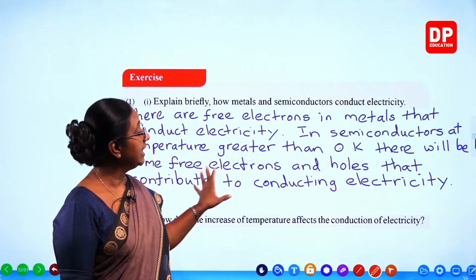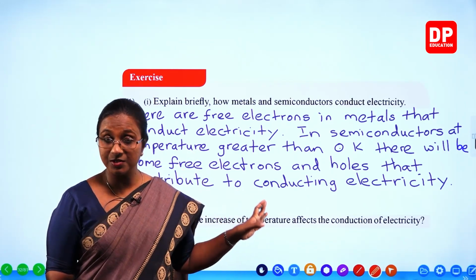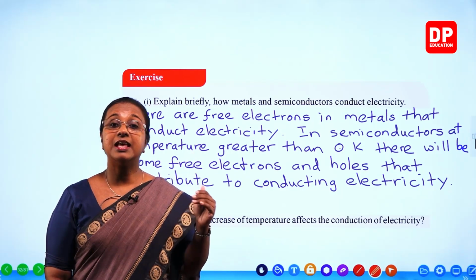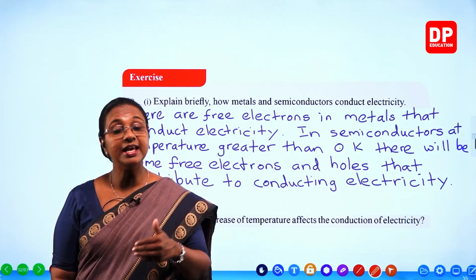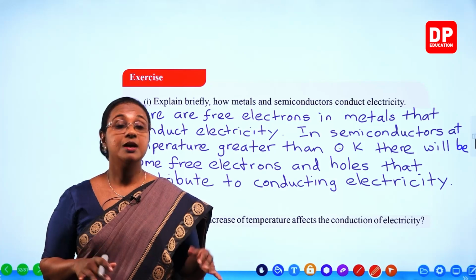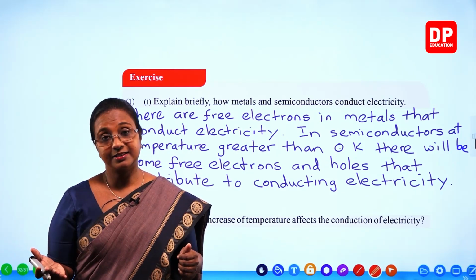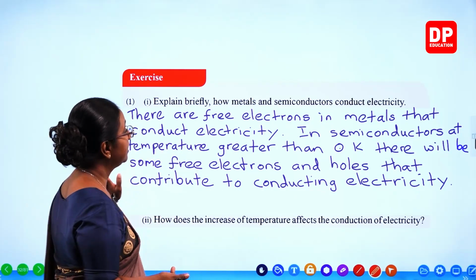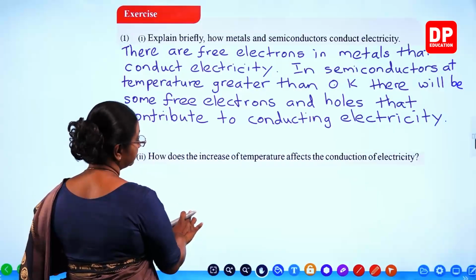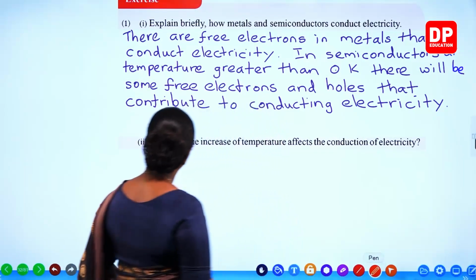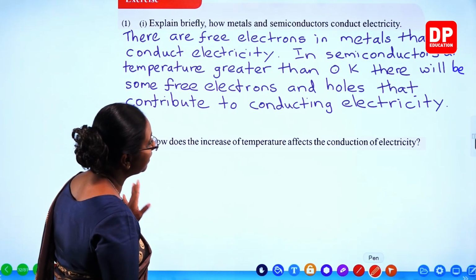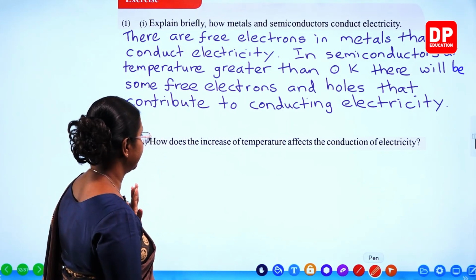This is called an intrinsic semiconductor. In an intrinsic semiconductor, there are an equal number of holes and electrons. Therefore, they are electrically neutral, but still they can conduct electricity. So that is how they conduct electricity. Then, the second part: how does the increase of temperature affect the conduction of electricity?